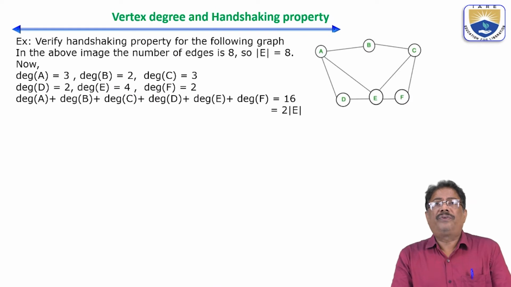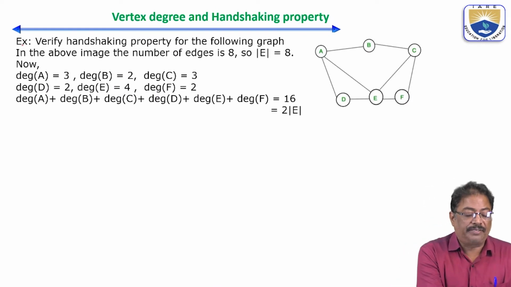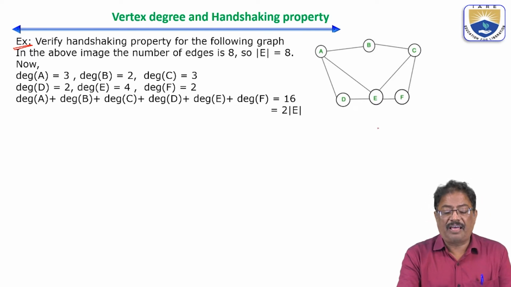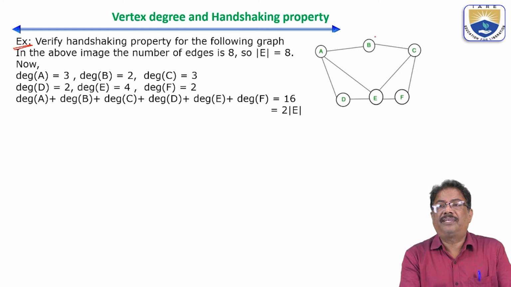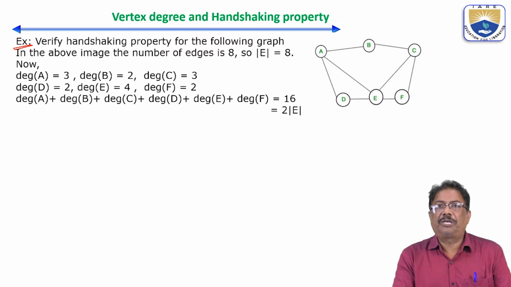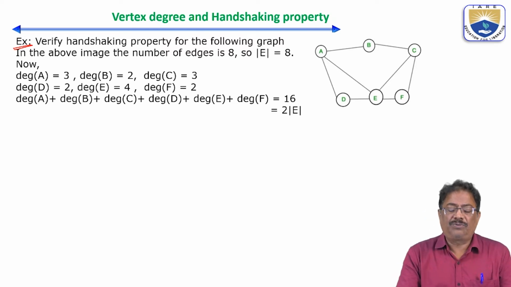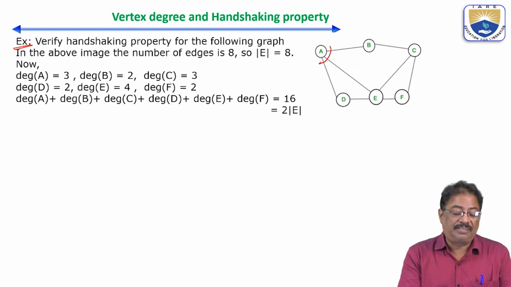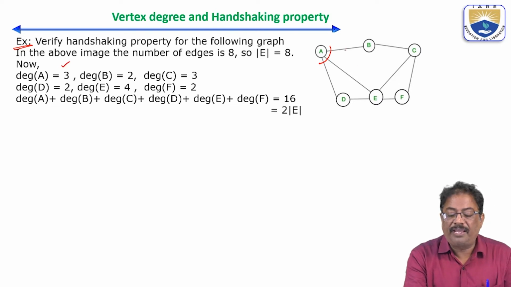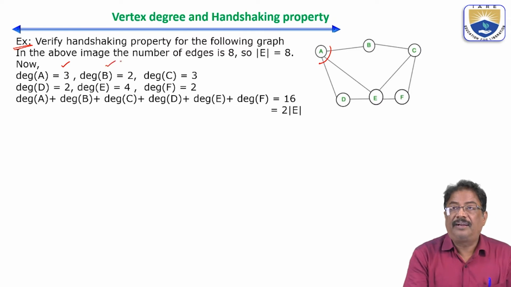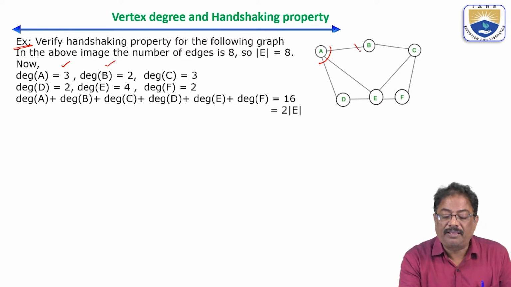Now we are going to verify the handshaking property for a given graph. Then this is the graph given. We are going to consider any graph and check whether it satisfies the handshaking property or not. For that, we verify the degree of each and every vertex. The degree of A is 3, since only 3 edges are moving from it. And the degree of the other vertex B is equal to 2.